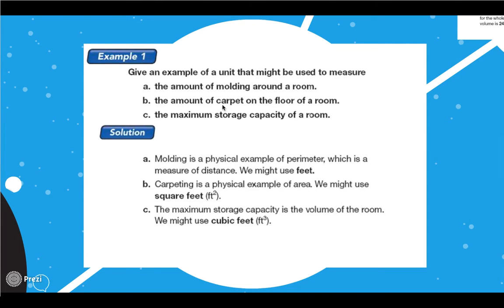The amount of carpet in the floor of the room. We would still use feet, but this time we're going to be using square feet because we're using the area of the room. Now, if you want to see how much stuff we can put in the room, then you're going to use cubic units, which is volume. These are your answers: letter A is feet, letter B is square feet, and letter C is cubic feet.